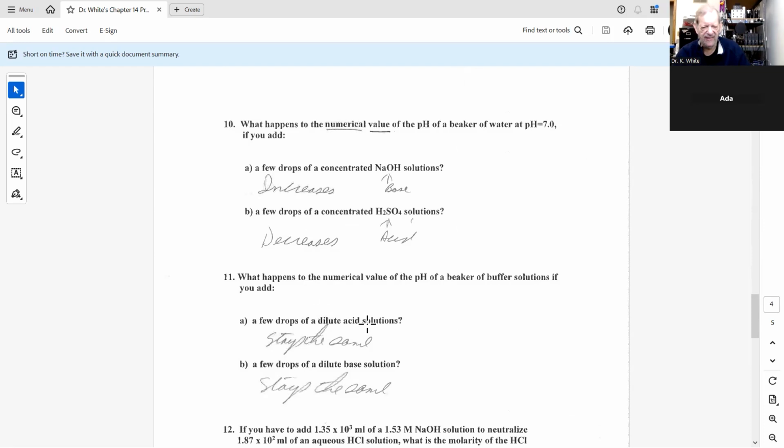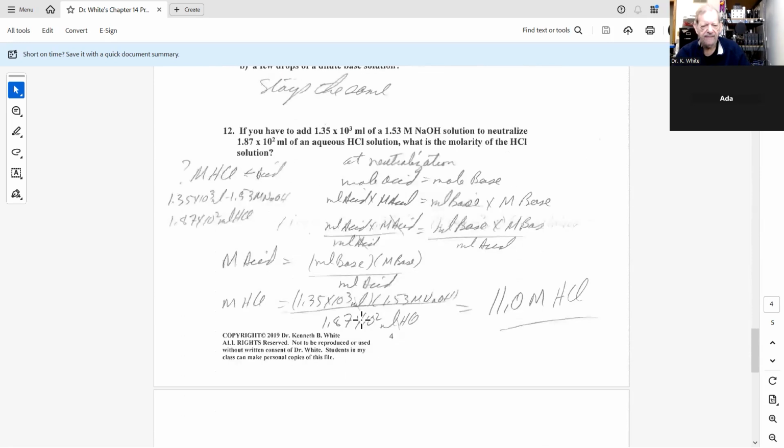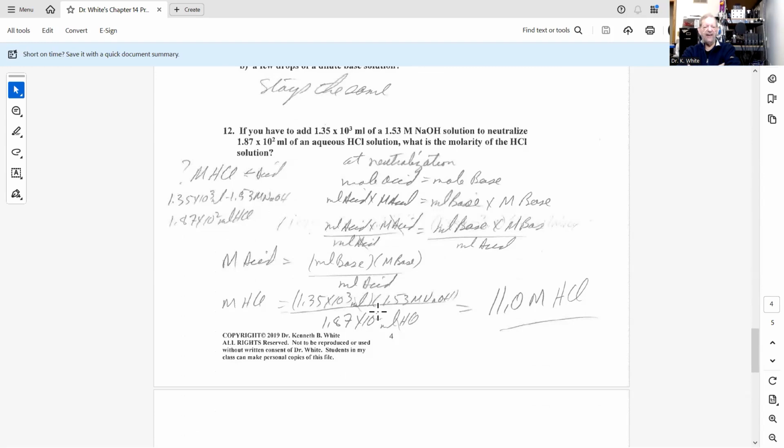Here are some problems, 10 and 11. I'll let you look on your own. You should know how to do those. All right, let's look at number 12, 10 points, and know how to do this. If you have to add 1.35 times 10 to the third milliliters of a 1.53 capital M NaOH solution to neutralize 1.87 times 10 squared milliliters of an HCl solution, what is the molarity of the HCl?